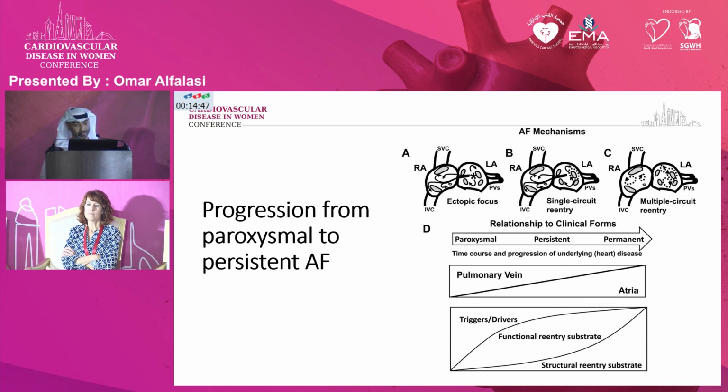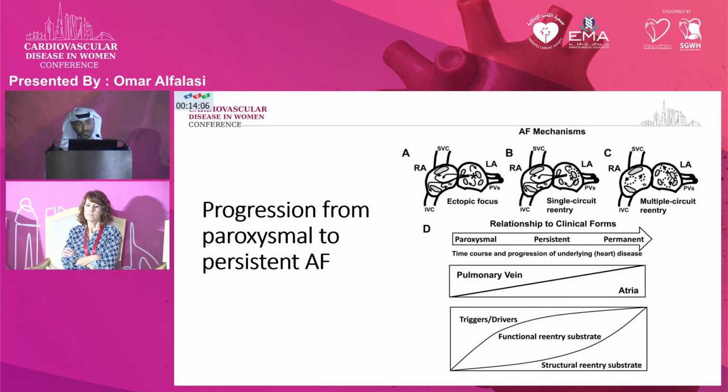The third important concept is the progression from paroxysmal to persistent atrial fibrillation. So during the work of Michel Haïssaguerre in France, we all knew that the origin of the atrial fibrillation, or the trigger for atrial fibrillation, is mainly located in the pulmonary veins. This holds true when you're dealing with paroxysmal atrial fibrillation. So in the early stages, you're actually dealing with a trigger-based disease. Then you start facing more functional re-entry substrate. This happens during the electrical remodeling phase.